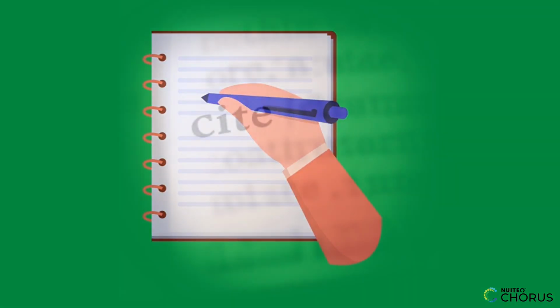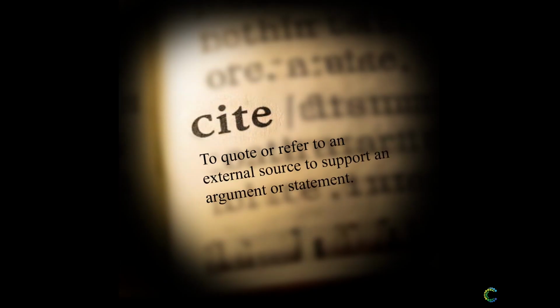First, let's define some key concepts. To cite means to quote or refer to an external source to support an argument or statement. It's like giving credit to the source of your information.